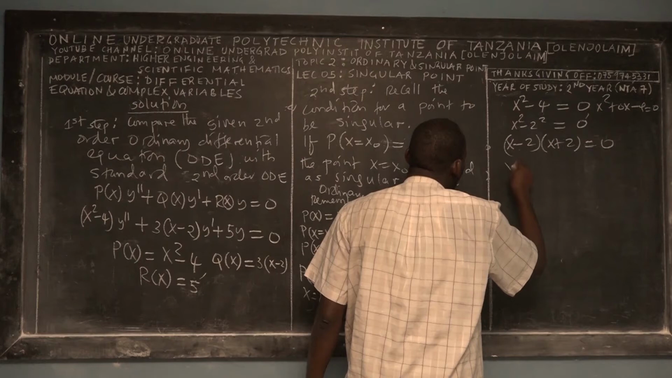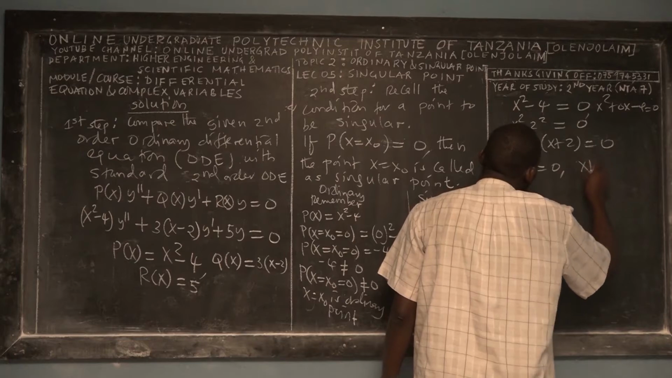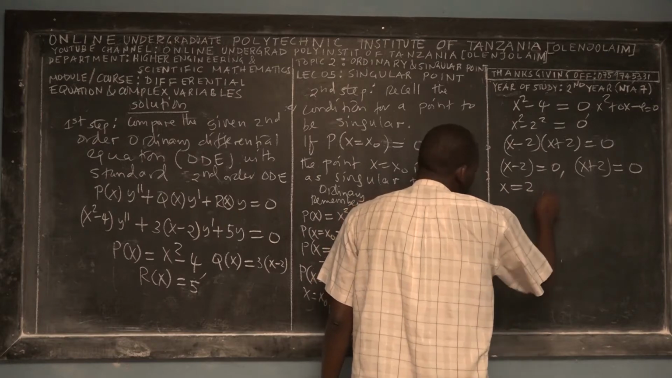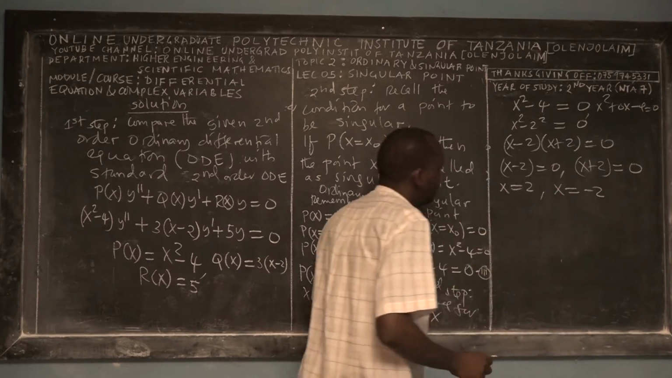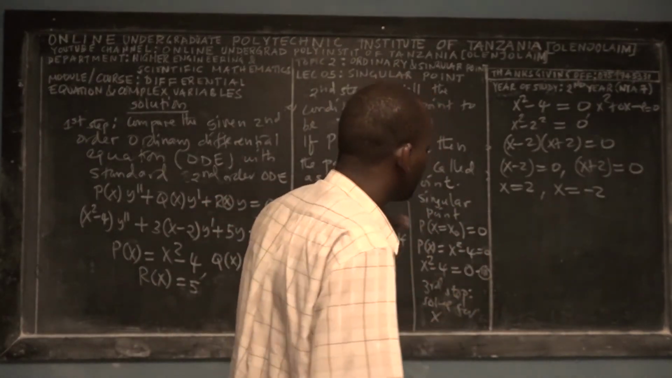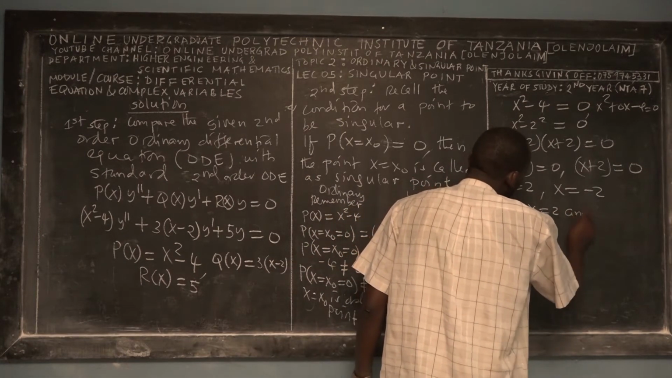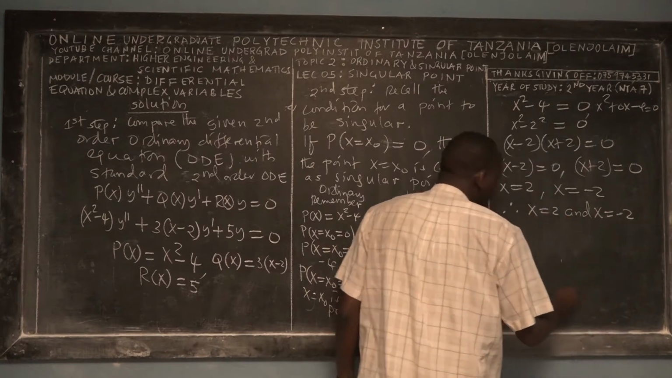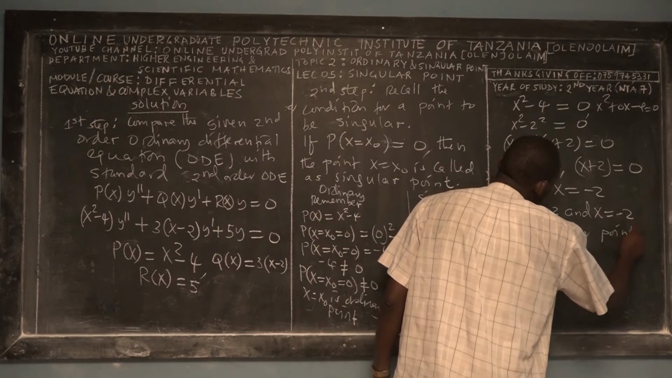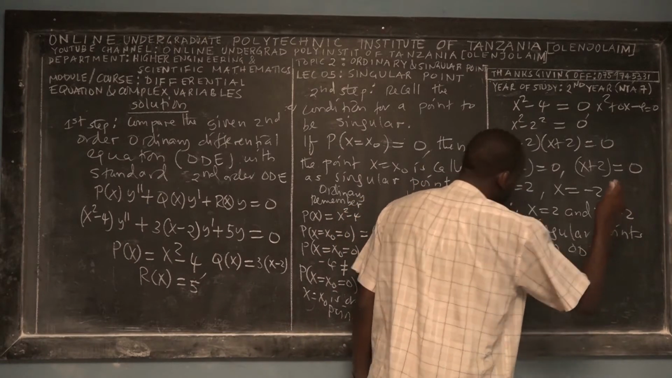Interesting. So if we equate now, we have x minus 2 equal to 0, the first factor, and x plus 2 equal to 0, the second factor. So x is equal to 2, and also x is equal to negative 2. These two values are what we call singular points, the singularity points of the differential equation. Therefore, x is equal to 2 and x is equal to negative 2 are singular points of the given ordinary differential equation. That's all.